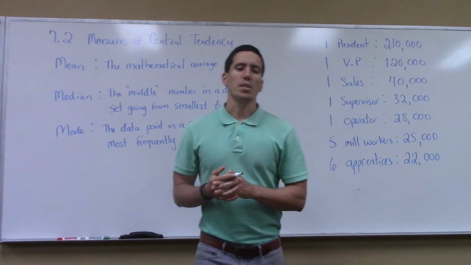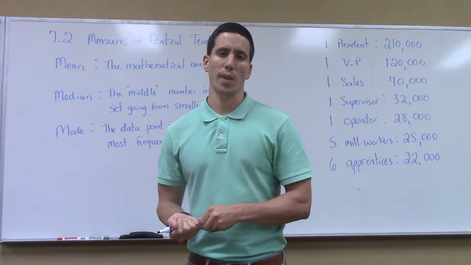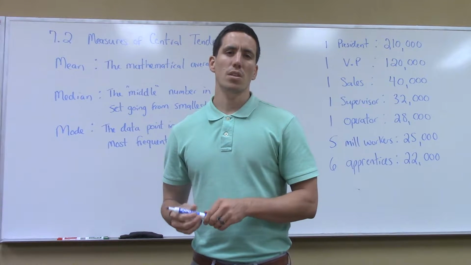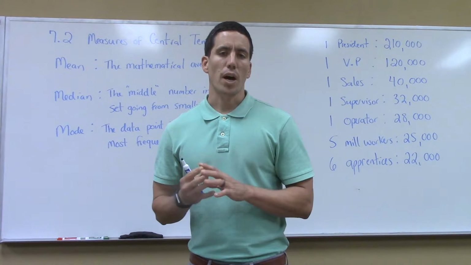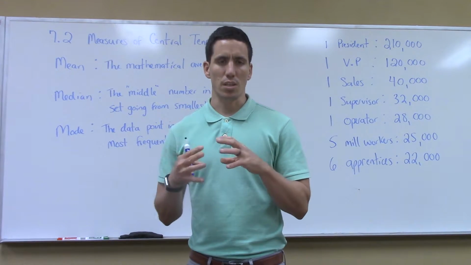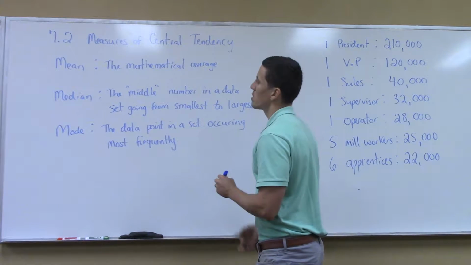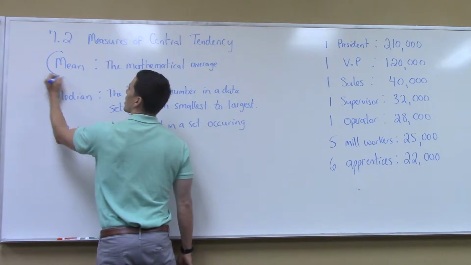In this video, we're going to be talking about one of the main topics in section 7.2, and that topic is measures of central tendency. Central tendency, as hopefully you've already read in the textbook, are measures that try to describe the center of a set of data. When we talk about measures of central tendency, the three that we focus on the most are the mean, median, and mode.